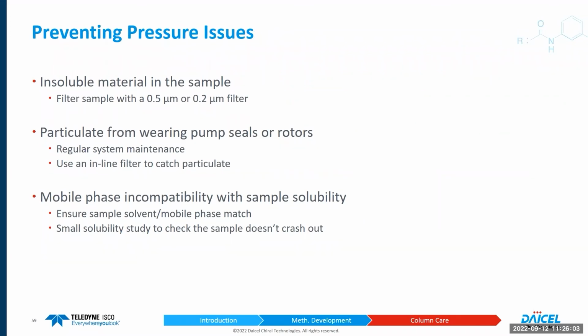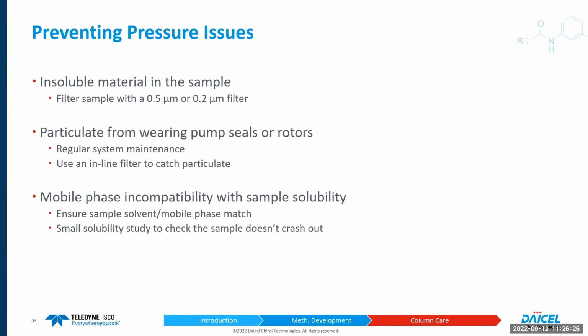To prevent these issues, it's definitely a good idea to filter your samples before you inject them onto the column, so a 0.5 micron or even better, 0.2 micron filter. Make sure that you are maintaining your system regularly to ensure that the seals are not wearing out too quickly or in the process of wearing out. And whenever possible, use some sort of an inline filter to catch particulate before it makes its way to the column.